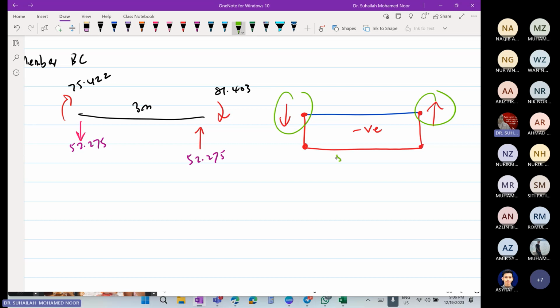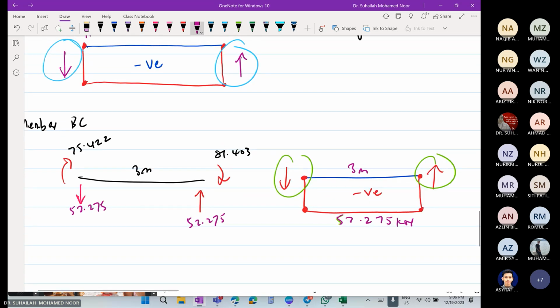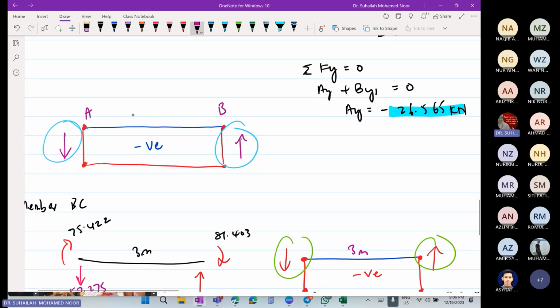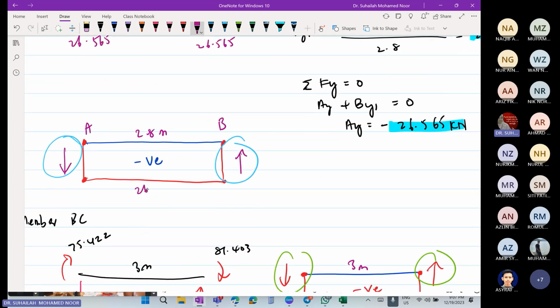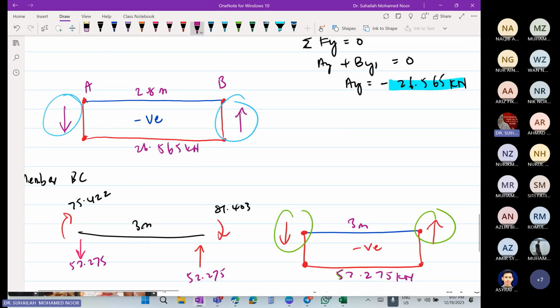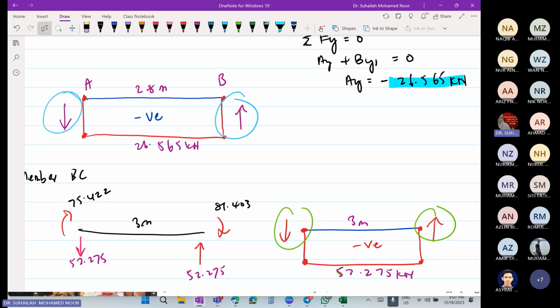The value is 52.275 kilonewton along 3 meter length. Same with this, this is 2.8 meter and the value is 26.565 kilonewton for the shear force diagram. The shear force diagram for AB.